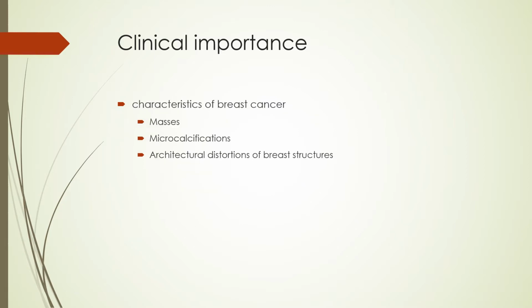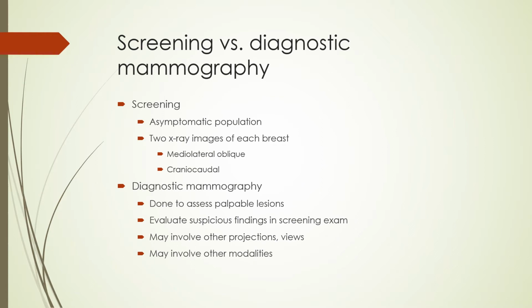Features in a mammography image that are characteristic of breast cancer are masses, particularly ones with irregular or spiculated margins, clusters of microcalcifications, and architectural distortions of breast structures. Mammography may be done for screening or for diagnostic purposes.